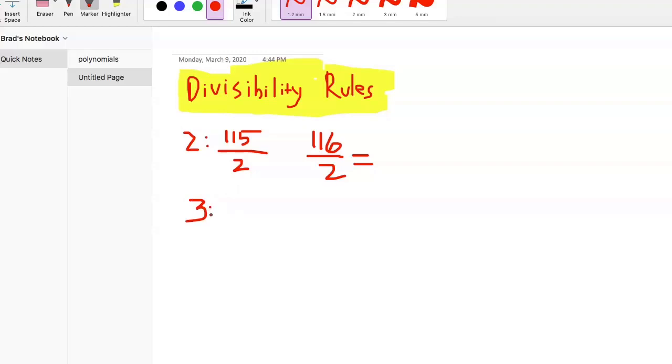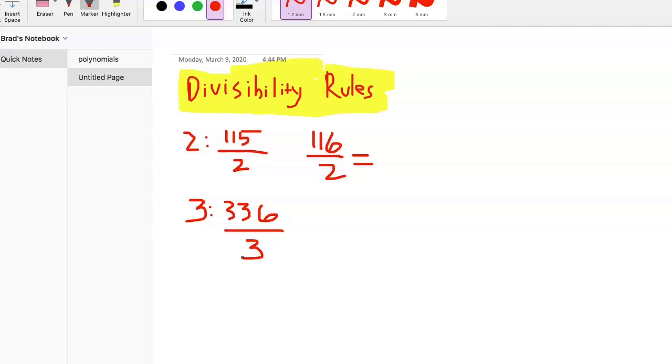3 is a little bit trickier. With all of these, you can actually just divide the whole thing out, but it ends up taking a bunch of time, and that can be a problem on the timed exams you'll be facing. So for 3, let's say you get 336 divided by 3, and the question is, does 336 result in an integer?